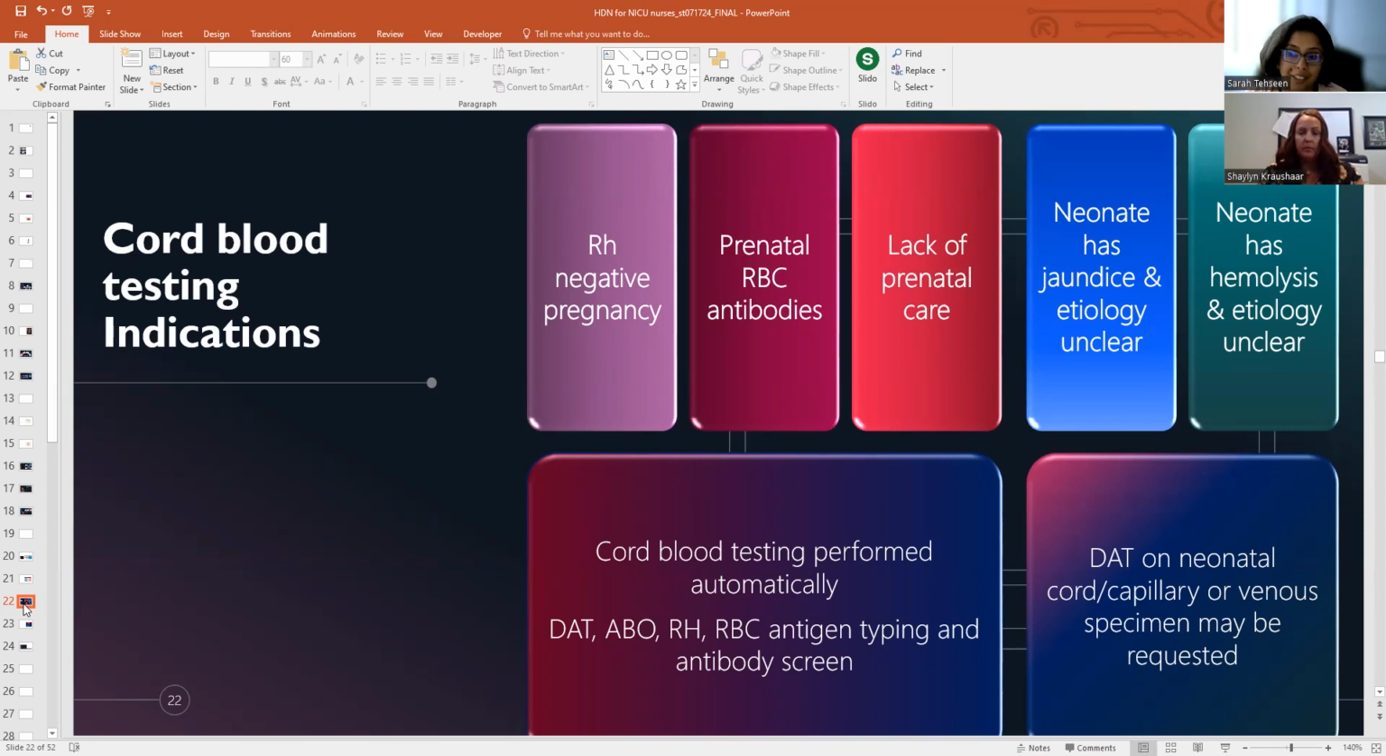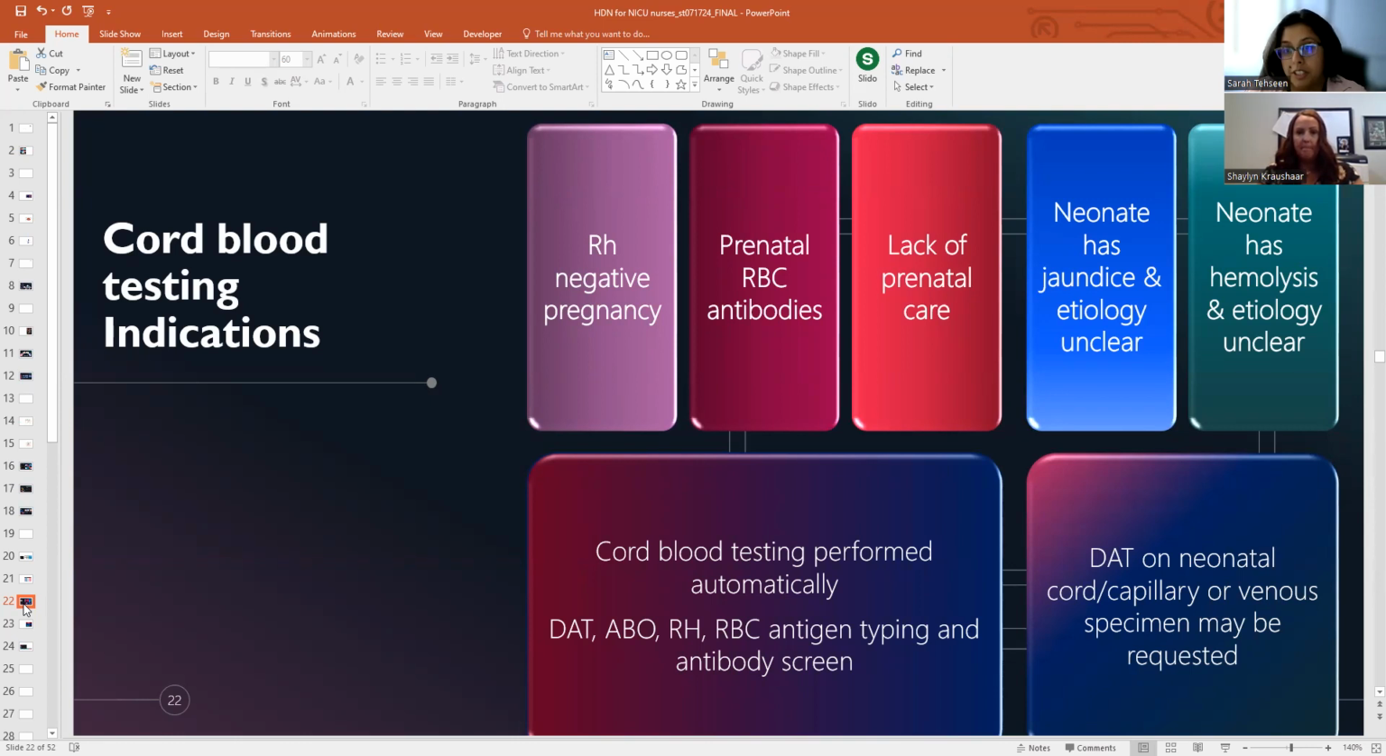The other value of DAT is obviously determining if there is hemolytic anemia going on, and we don't know what's happening. So baby is coming in, he has severe jaundice, he has anemia, there is no obvious reason. Either we don't have any maternal antibody data, or maternal antibody data is not proving to be helpful. You definitely can request DAT.